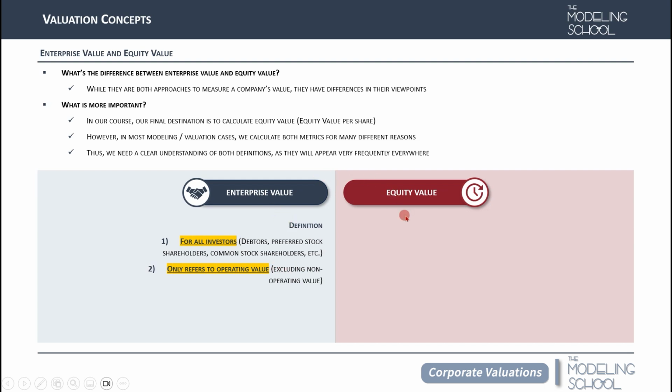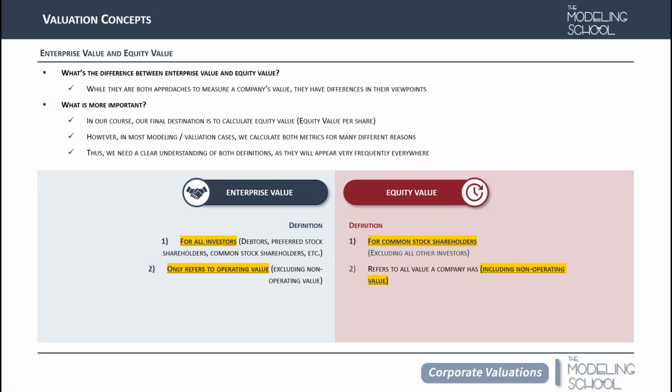In contrast, equity value, by definition, takes the point of view of the common stock shareholders. So we're looking from the shareholders' perspective. Unlike enterprise value, we also include non-operating items when we consider equity value.